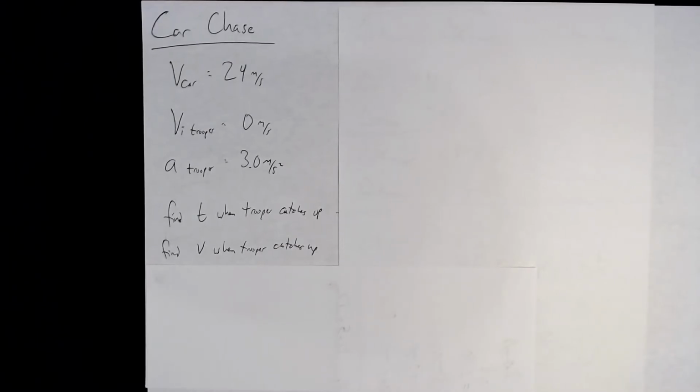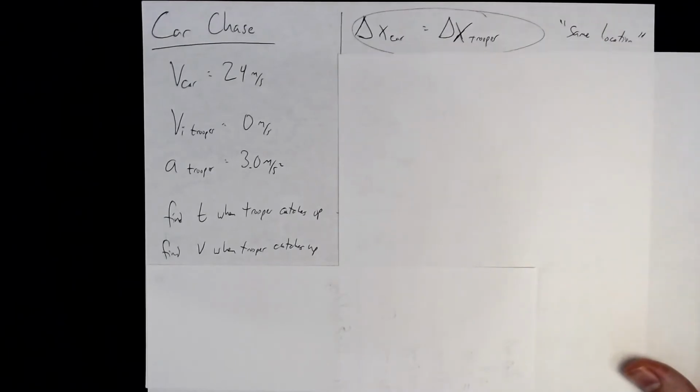The positions should be the same. At that particular time, the position of the car should be the same as the position of the trooper. In effect, their final positions, their x finals, should be the same. But their x initials are already the same, and so really we're just looking for when the delta x is the same. So we can write that down. Delta x car is equal to delta x trooper. They're at the same location.